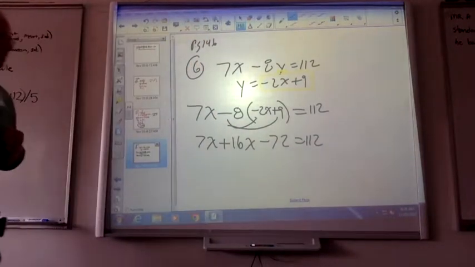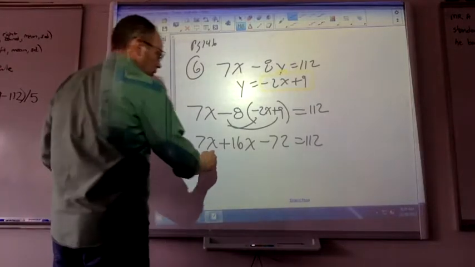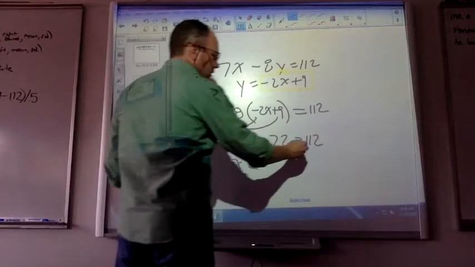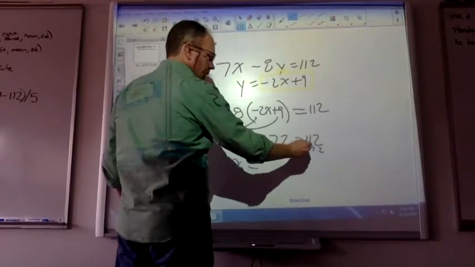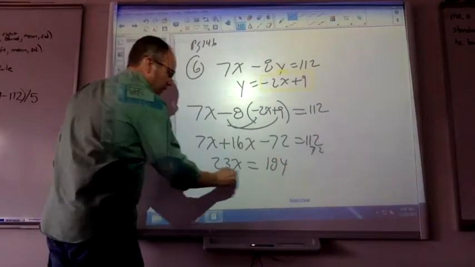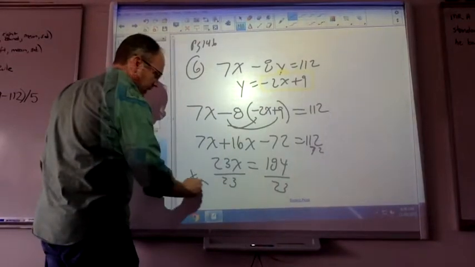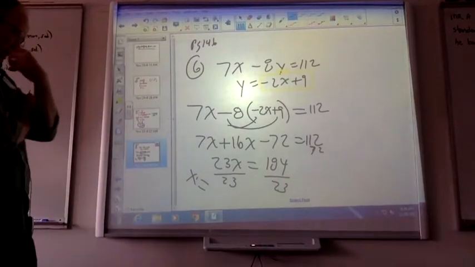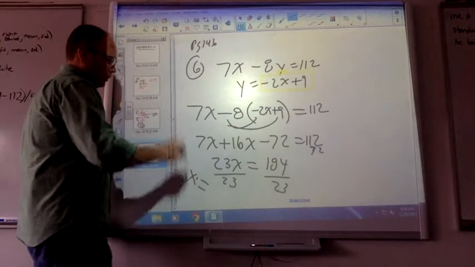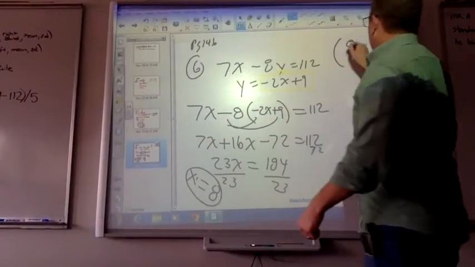I'm going to distribute negative 8 over the parentheses. So I get that. And then we're going to add 7 and 16 together. That's 23x. I'm going to add 72 to the other side. That's 184. And then divide both sides by 23. So we'll find that x is equal to 8. Is that right? Yes. Okay, so we have our x value being 8.